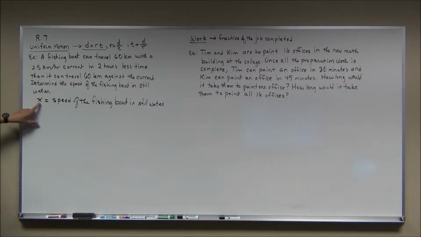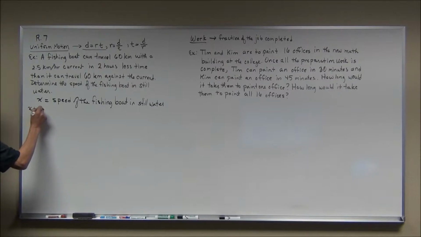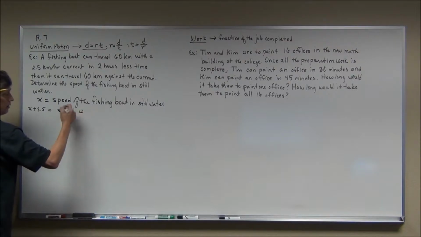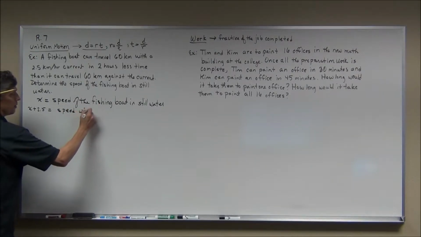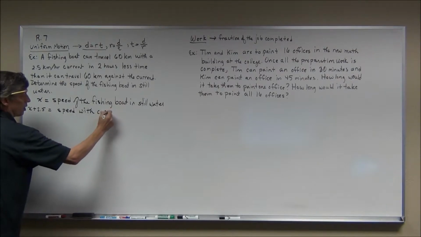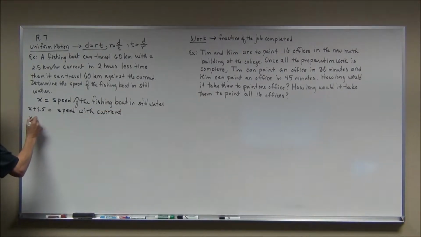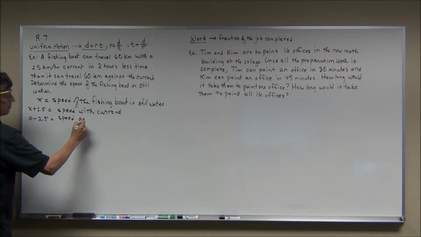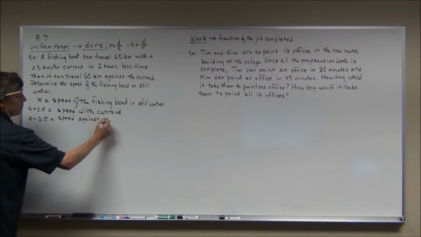I want to write an equation that represents and models the information in this question. Well, let's see what I have here. I have how far they travel both with and without the current. The current is 2.5 kilometers an hour. I think you'll agree then that x plus 2.5 would be the speed of the boat with the current, with the current pushing it along anyway. And x minus 2.5 would represent the speed against the current.